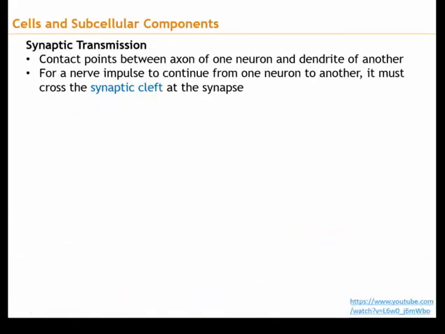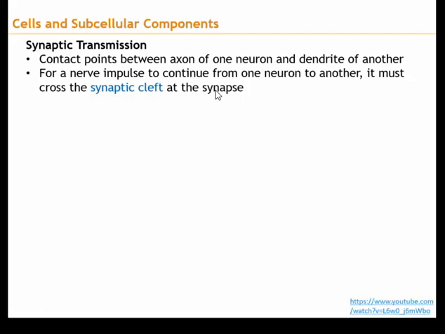Okay, let's now talk about synaptic transmission. This is another question on your assignment. What is it? How does it work? What's this process? So synaptic transmission is basically a communication process between two different neurons or neurons in a target tissue. For the nerve impulse to continue from one neuron to another, or to that target tissue, it has to cross a gap, which is called the synaptic cleft.